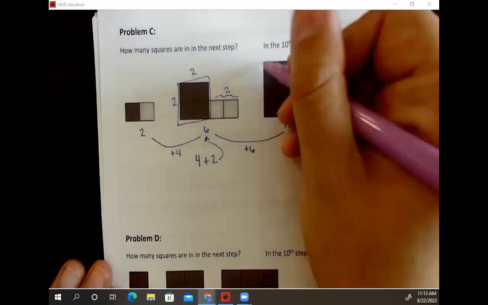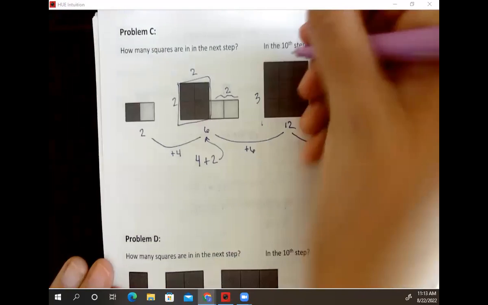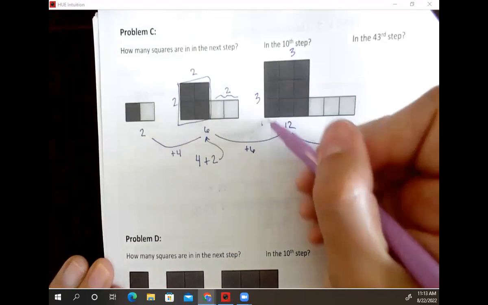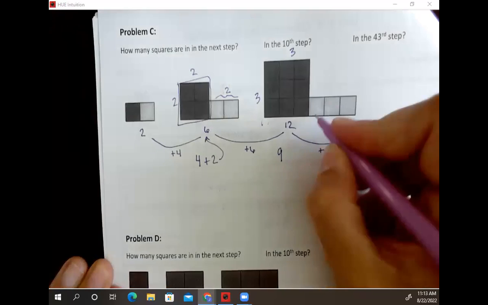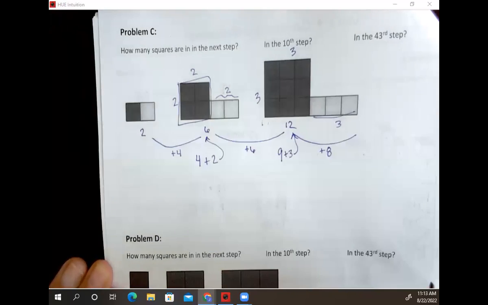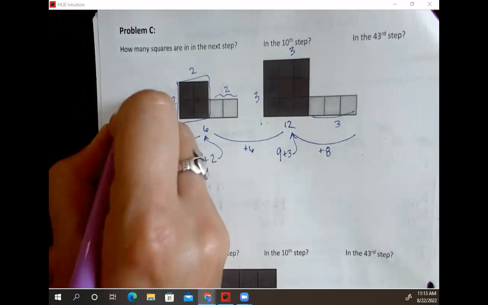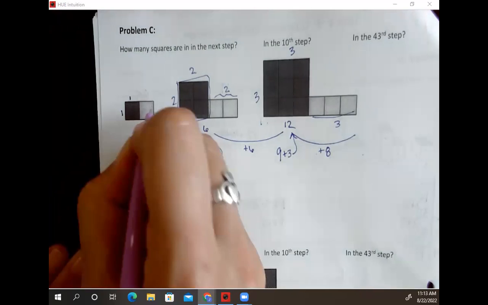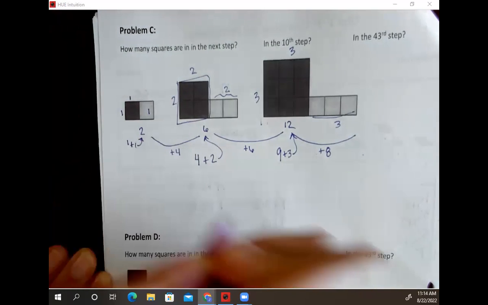For step 3, my big block here is 3 by 3, right? 3 blocks by 3 blocks. That gives me 9 plus another 3 would get me 12. And that might make it a little bit easier to find those future terms. If I hop back to my first one, I've got a 1 by 1 block here plus 1. So this would be 1 plus 1 to get my 2.